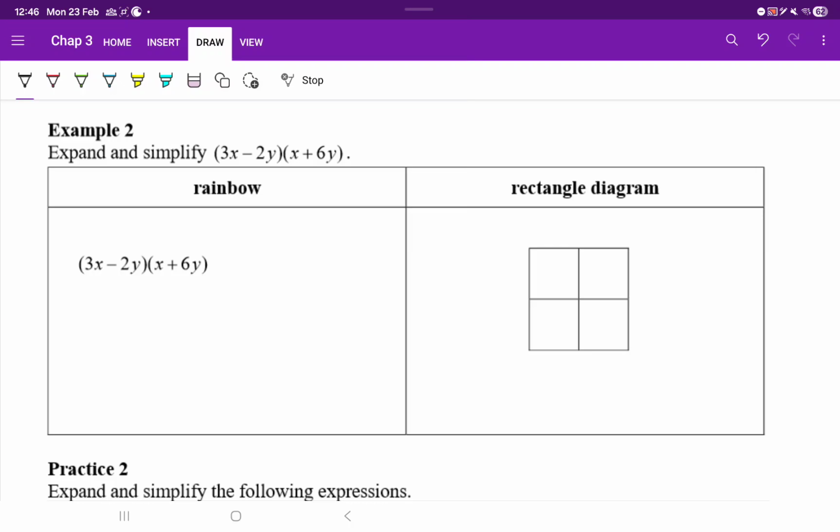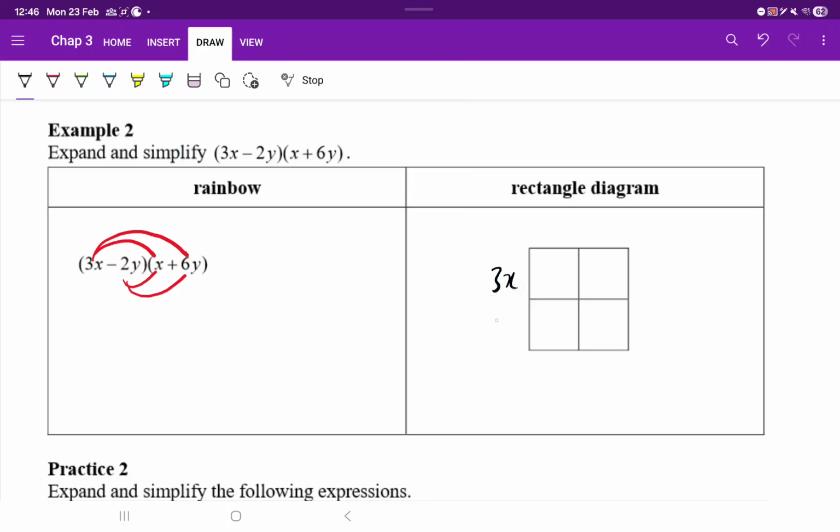Okay, to draw the rainbow, start with the first term. Connect to each term in the second bracket. Then go to the second term and connect to each term in the second bracket. Now what happens here is you will have 4 different rainbows, and you should do them step by step. But I still think that it is much easier if you just do the rectangle diagram.